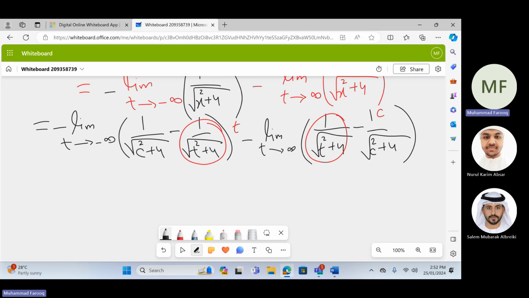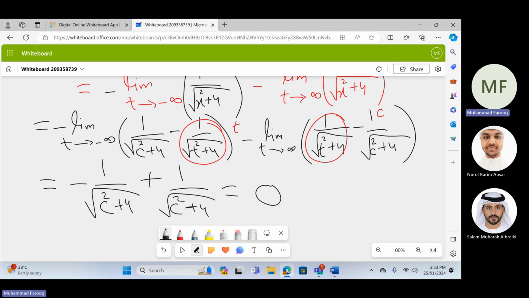Okay. Now come over here. Negative sign. Now please, the limit we applied, no more limit now, okay? What do you have now? Negative sign, 1 over square root of c squared plus 4, and come here. This negative and this negative, how much? Positive. And we have square root of c squared plus 4, and the answer how much? It's a finite number, finite answer.